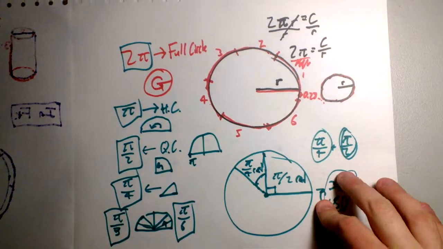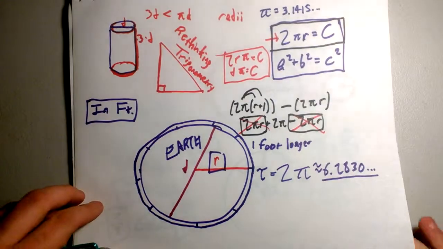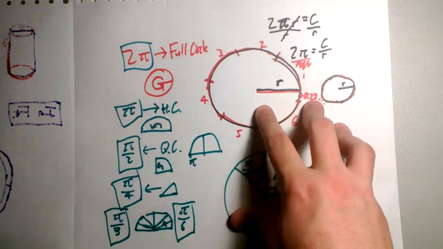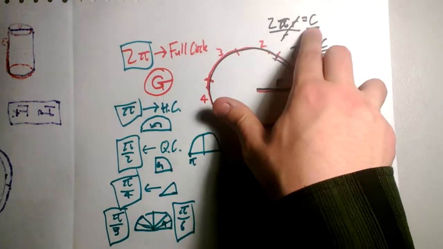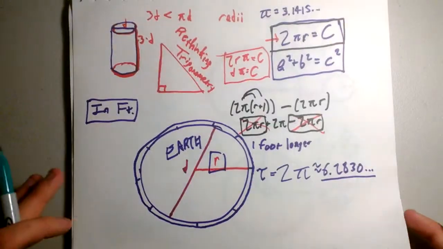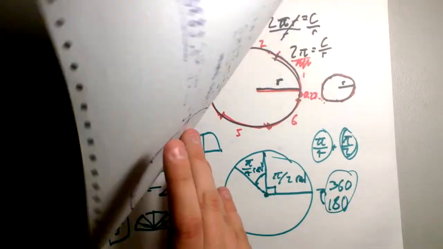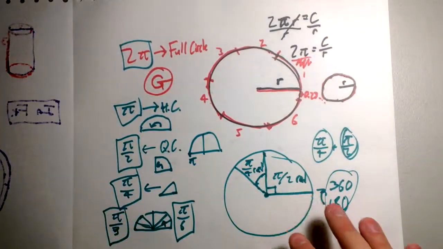So I'm going to continue this in another video. And so this is the first concept to get down. And using this 2 pi r formula, you invent this new thing called radians.